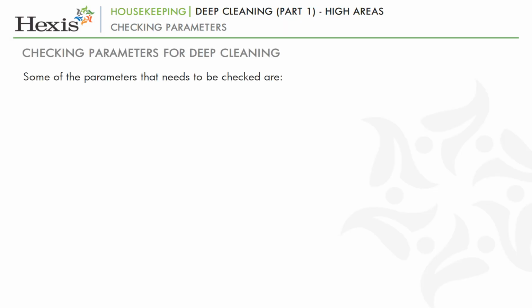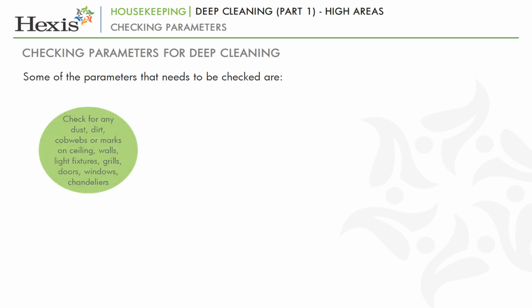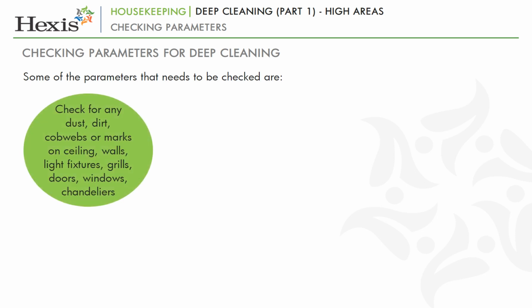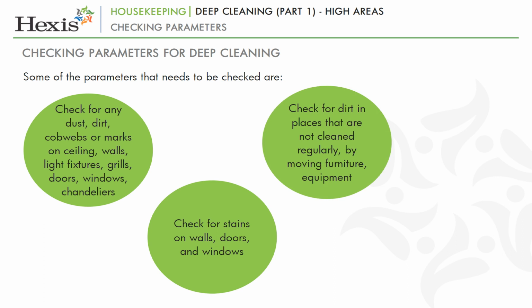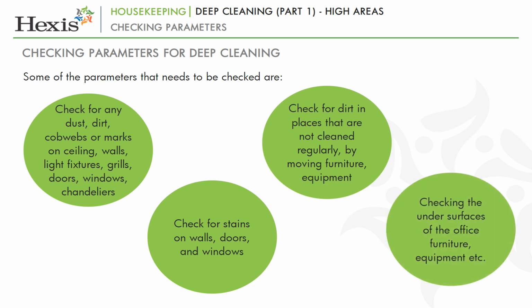Some of the parameters that need to be checked before performing deep cleaning are: check for any dust, dirt, cobwebs or marks on ceiling, walls, light fixtures, grills, doors, windows, chandeliers. Check for stains on walls, doors and windows. Check for dirt in places that are not cleaned regularly by moving furniture, equipment, and checking the undersurfaces of the office furniture, equipment, etc.